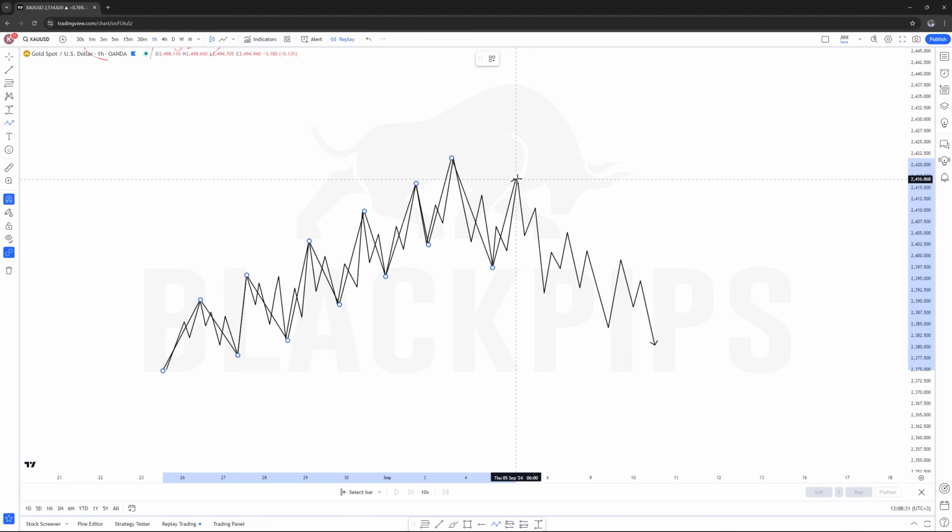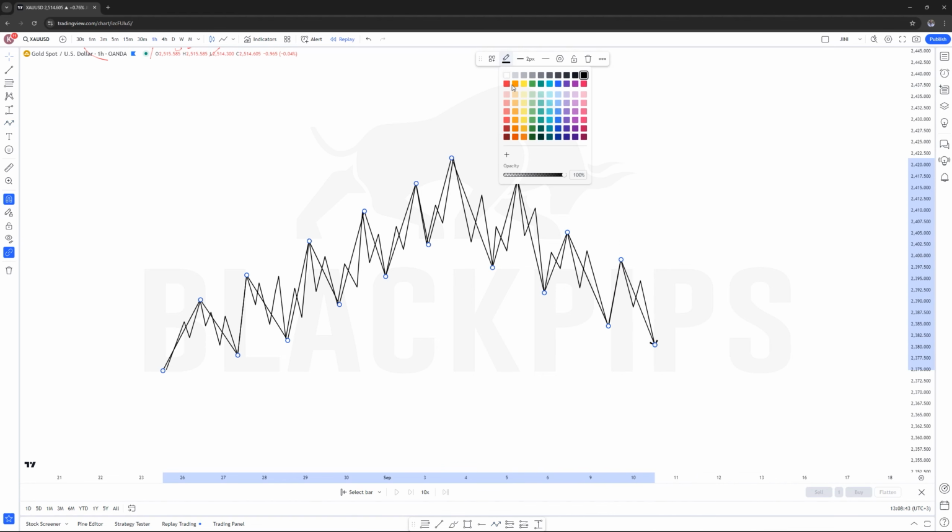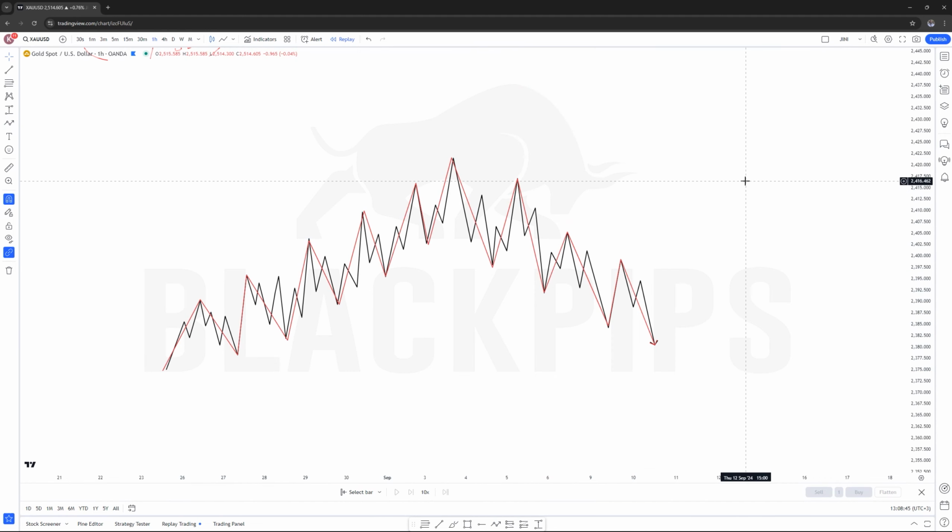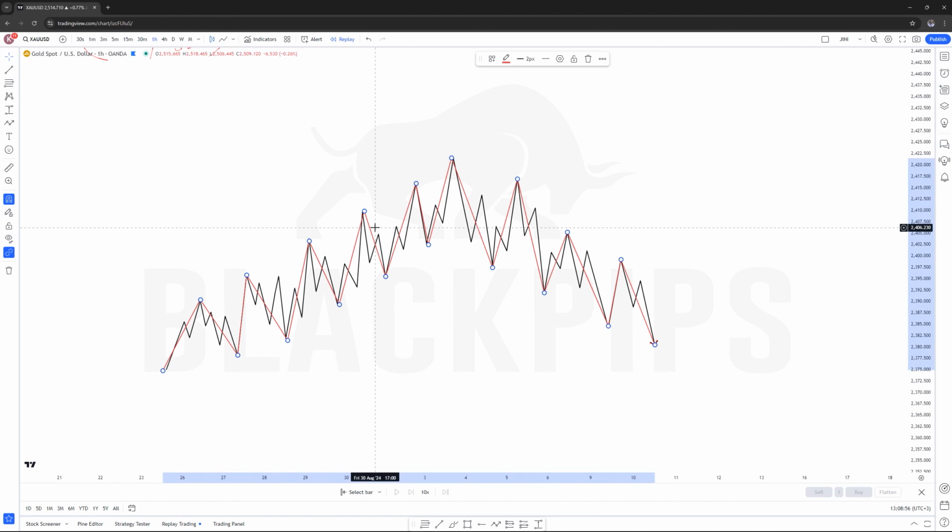Swing high, swing low, swing high, swing low. This is what you will find maybe in the daily time frame. The black one is the 1 hour time frame. I'm sorry for the background noise. But the following, the red one is the daily market structure.